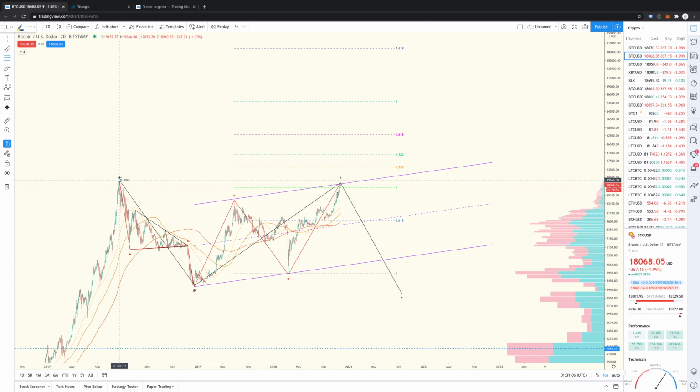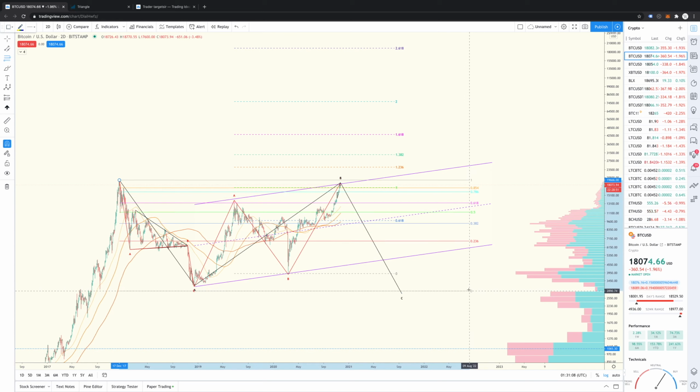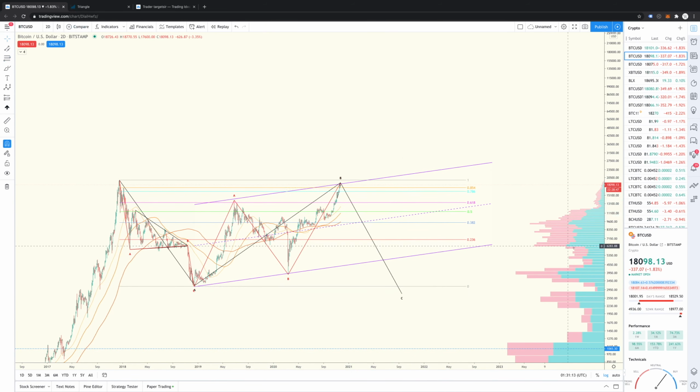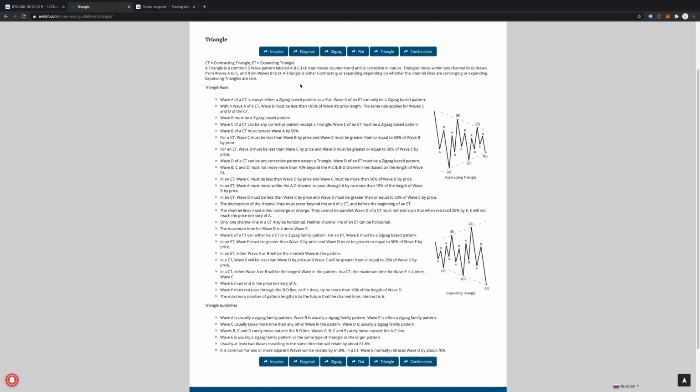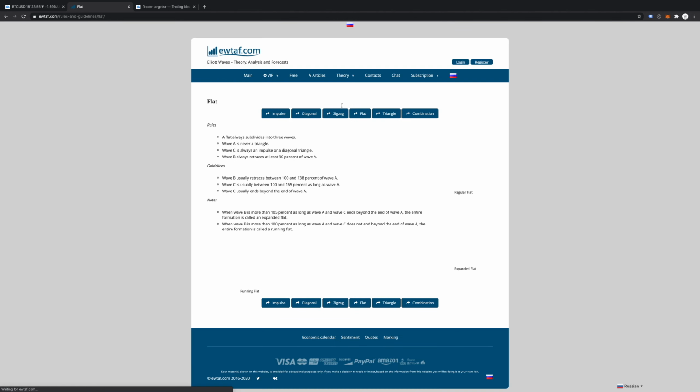Now we can also verify the structure here to see if this qualifies as a flat. And to qualify for a flat, we need wave B to make at least an 80% retracement of wave A, and we definitely have that. We're past the 85% point here. And in actuality, wave B can go further, typically by about 1.236, which would be a running flat, or it could stop and reverse here. So if we go to this Elliott Wave reference, we can take a look at flats.